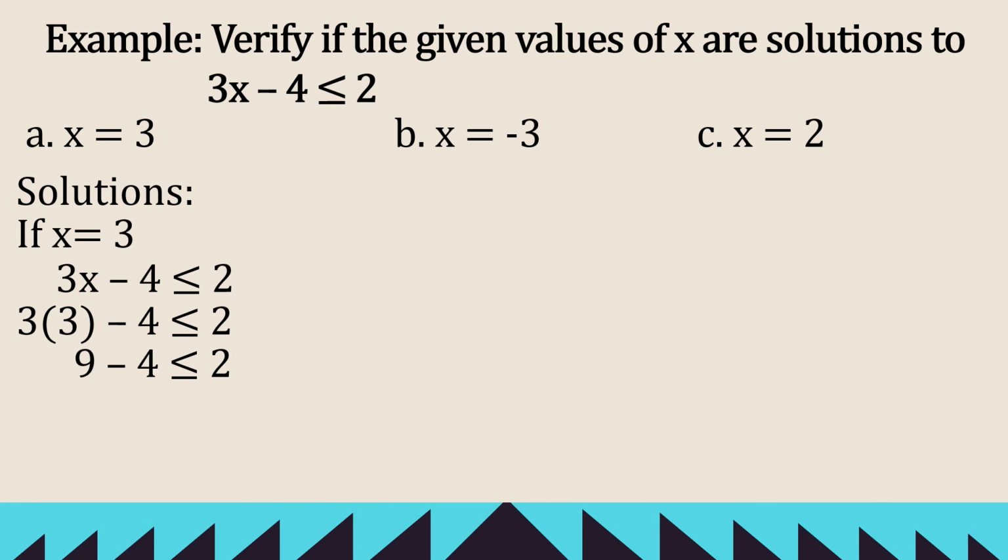3 times 3 equals 9, minus 4 less than or equal to 2. 9 minus 4 equals 5. Therefore, 5 less than or equal to 2. False, simply because 5 is greater than 2.